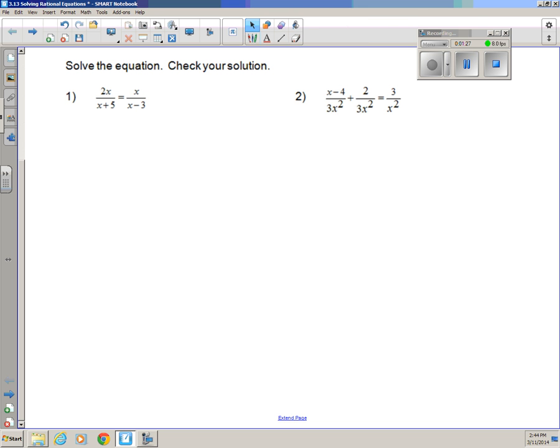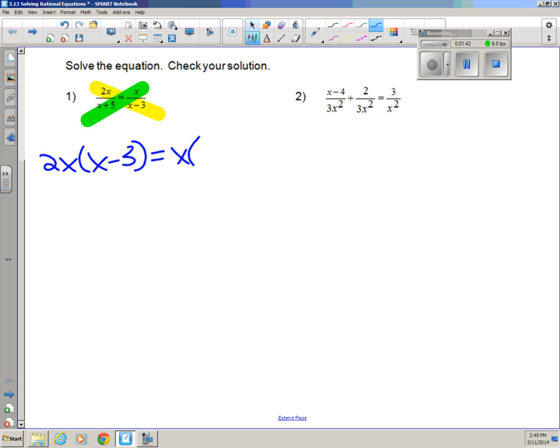Okay, well, here's my proportion. All I need to do is cross multiply. When I cross multiply, I'm going to multiply that diagonal times that diagonal. So my yellow diagonal becomes 2x times the quantity x minus 3. My green diagonal becomes x times the quantity x plus 5. Well, get rid of your parentheses: 2x squared minus 6x is equal to x squared plus 5x.